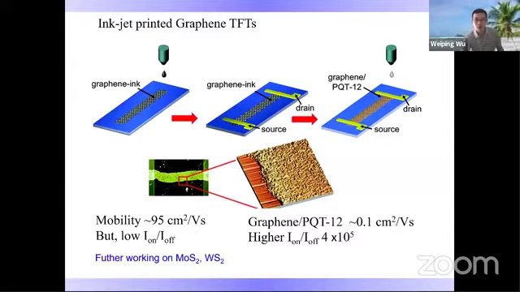By using a semiconducting polymer, PQT12, when we composite the graphene ink with this PQT12, we can enhance the mobility of PQT12, but also enhance the on-off ratio of the graphene transistors. Although the mobility is not as high as the graphene transistor itself, overall it is a very high performance of inkjet printed or solution processed field effect transistor devices.